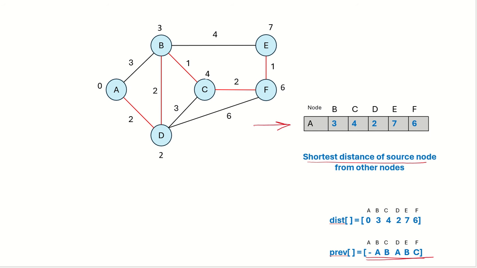So this distance array shows that the shortest distance from A to B is 3. From A to C it is 4. From A to D it is 2. A to E is 7 and A to F is 6.